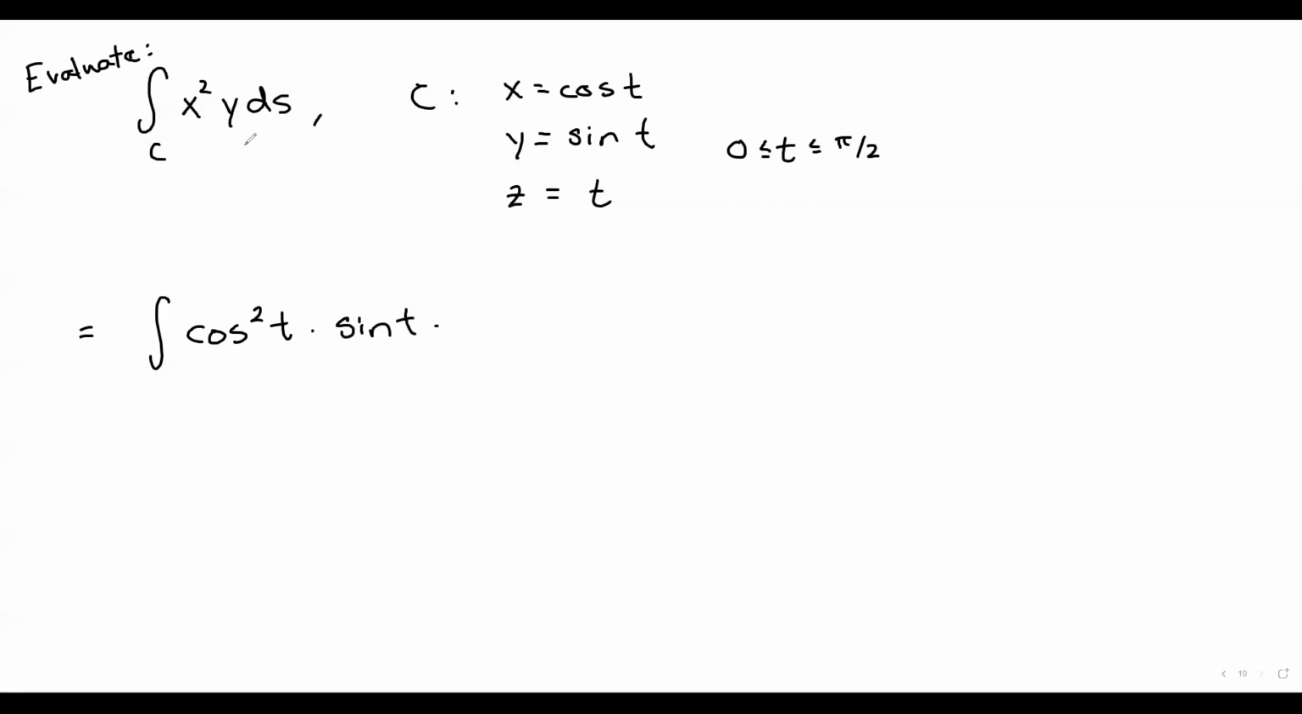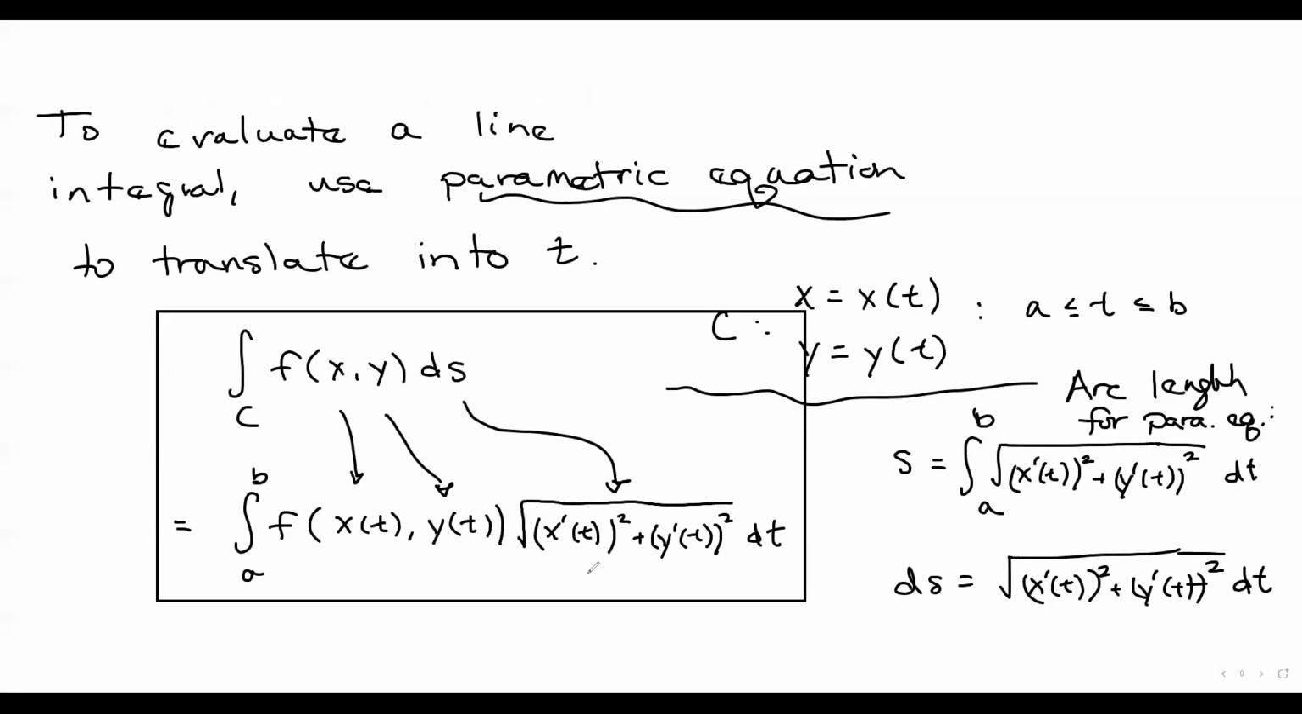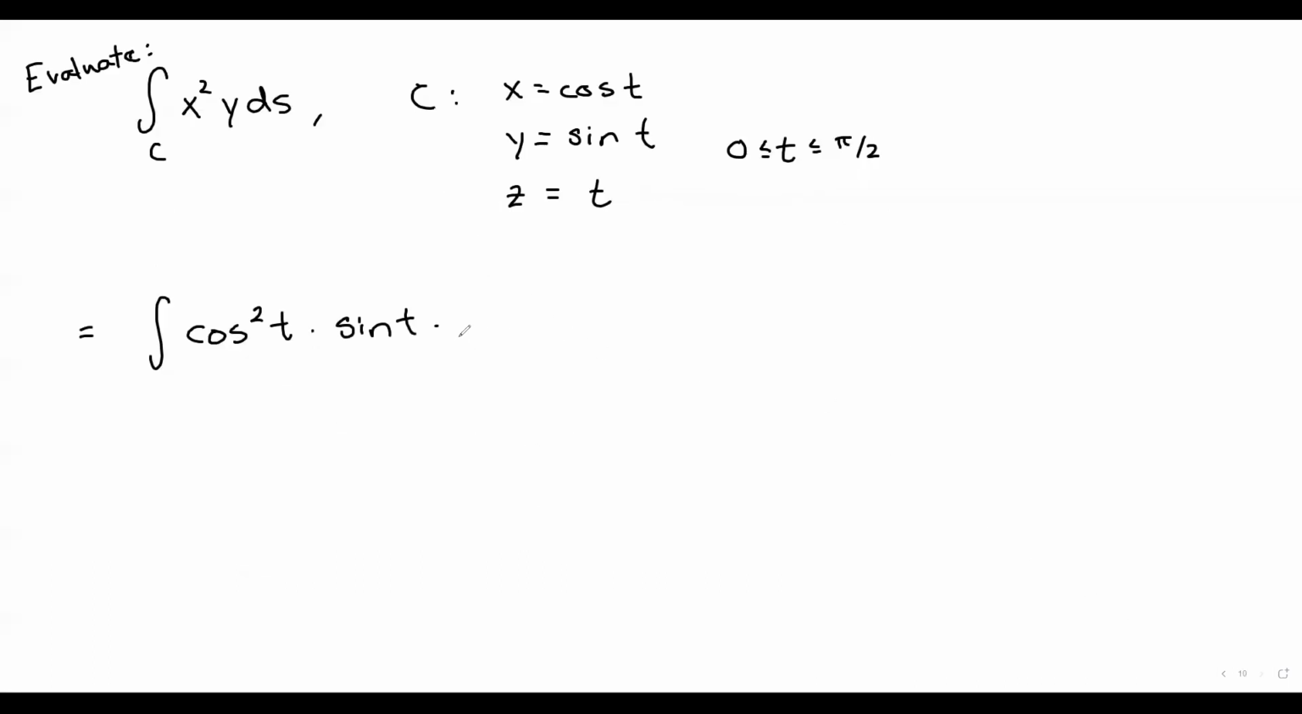Okay, and then ds, how do you translate that? You use that arc length formula, right? It's written right there. So you want to go through and take the square root of the derivative squared. And so we're going to go through and do square root. We want to take the derivative of x, so that's going to be negative sine t, and square it.